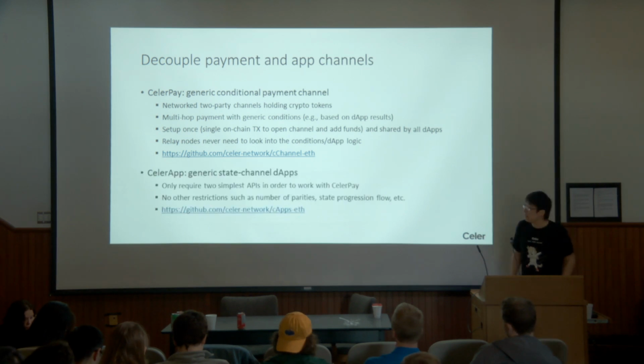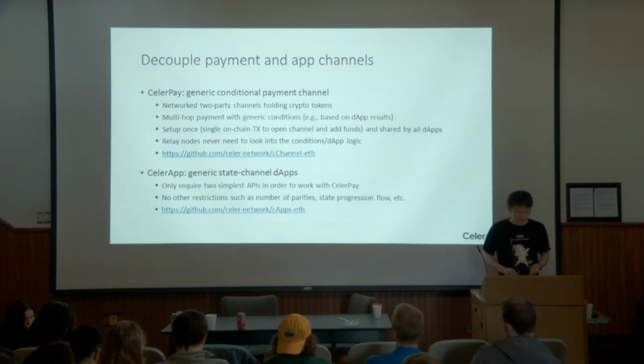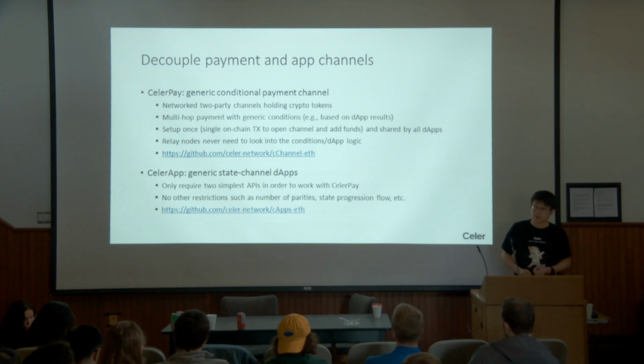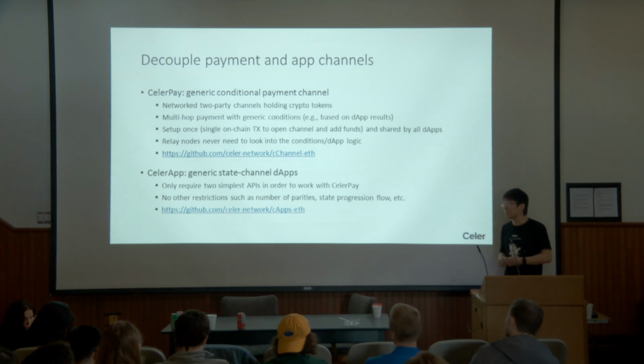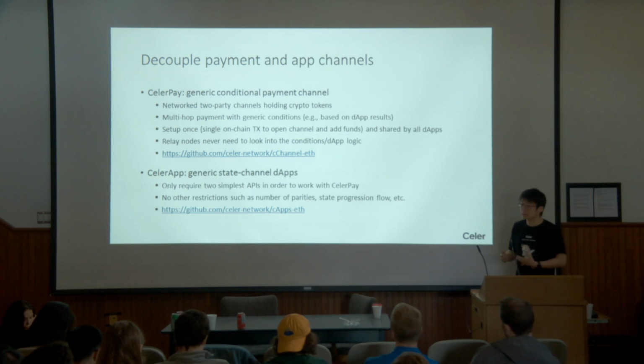And the app channel, the generic state channel apps, only require two very simple APIs in order to work with our payment channel. And there are no other restrictions, say on the number of parties, how you progress your app states, this logic, etc. So these two constructs are decoupled so that it can easily scale.